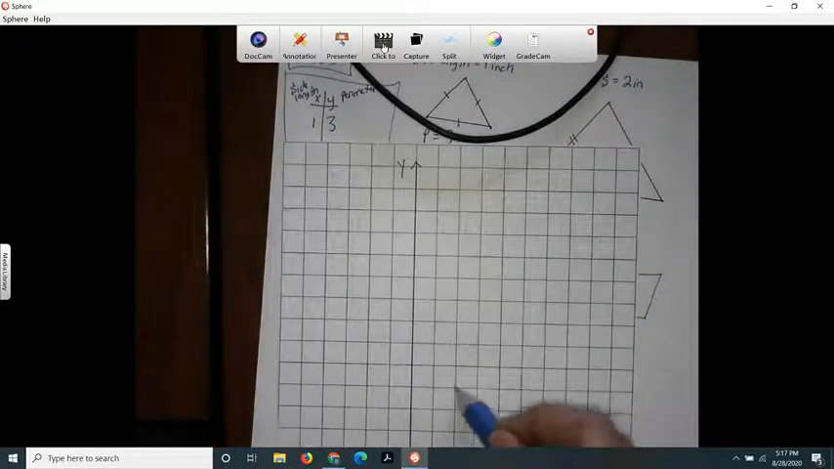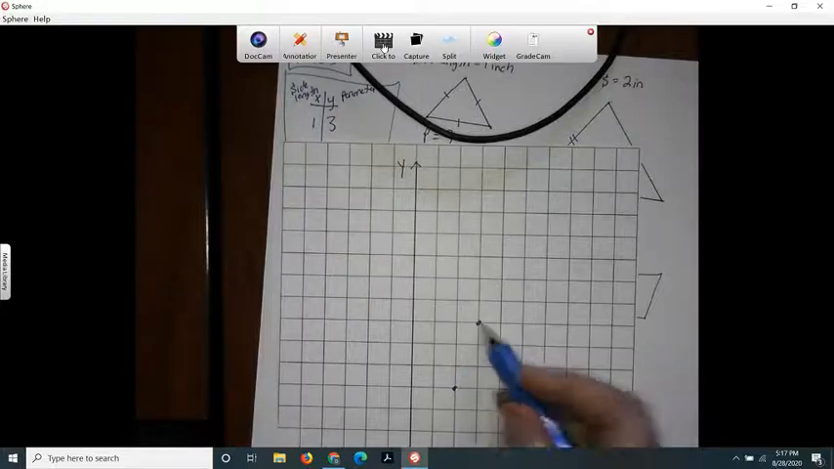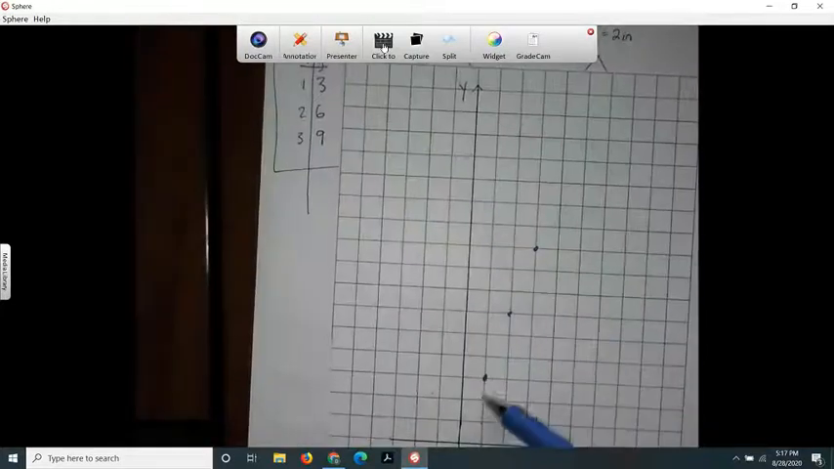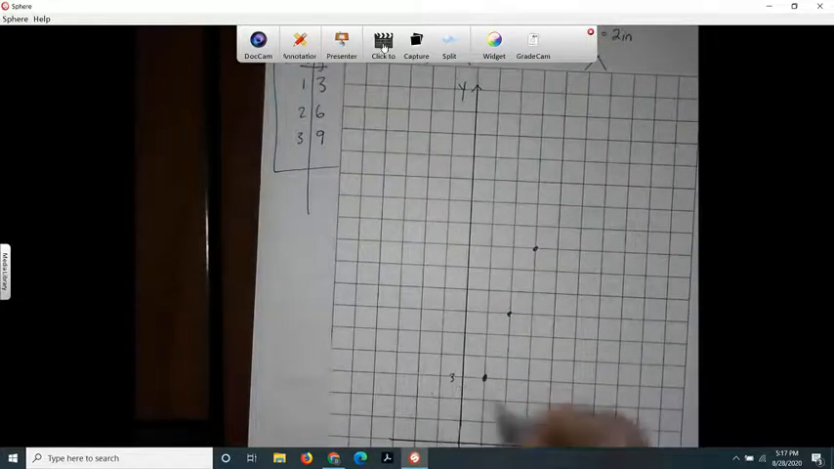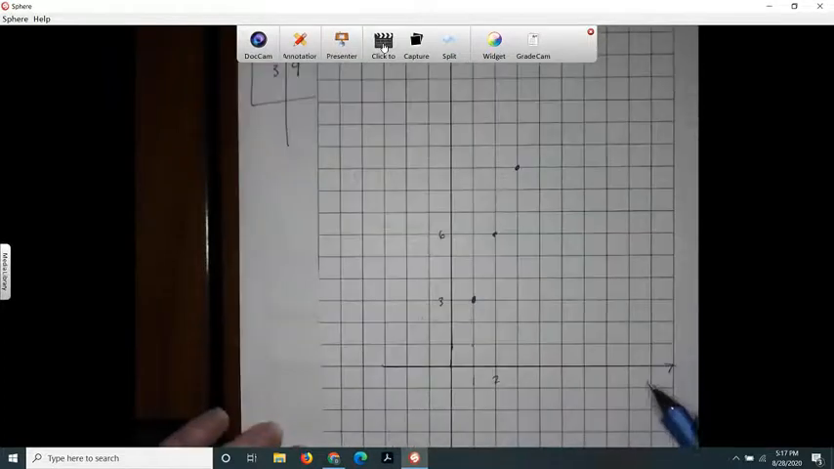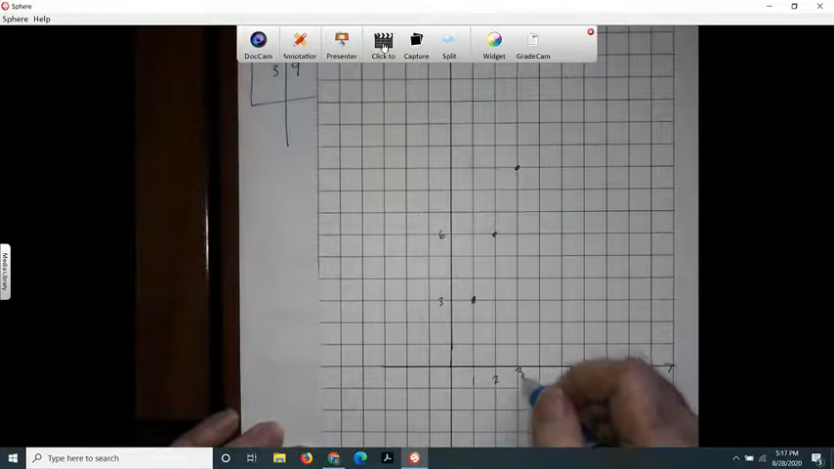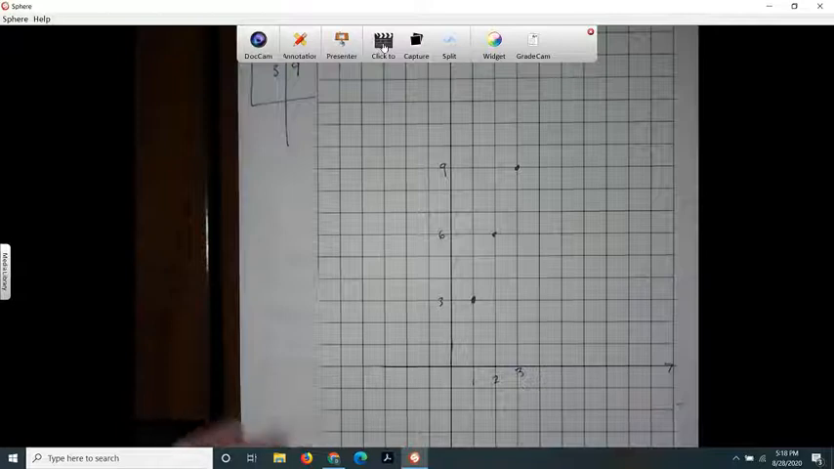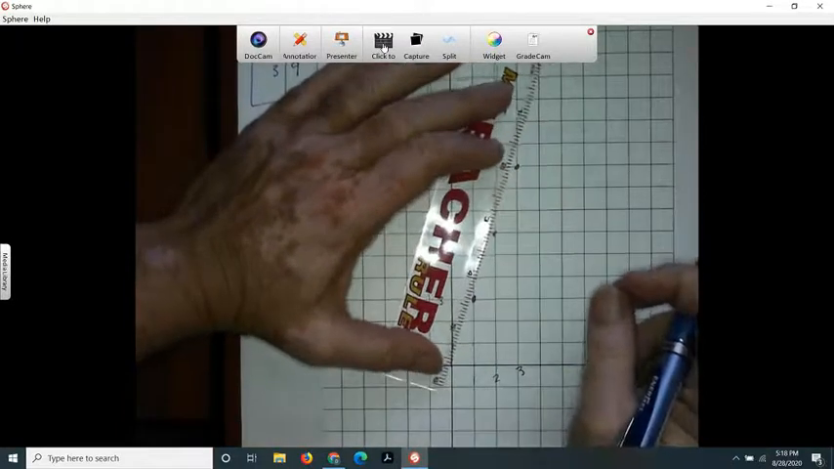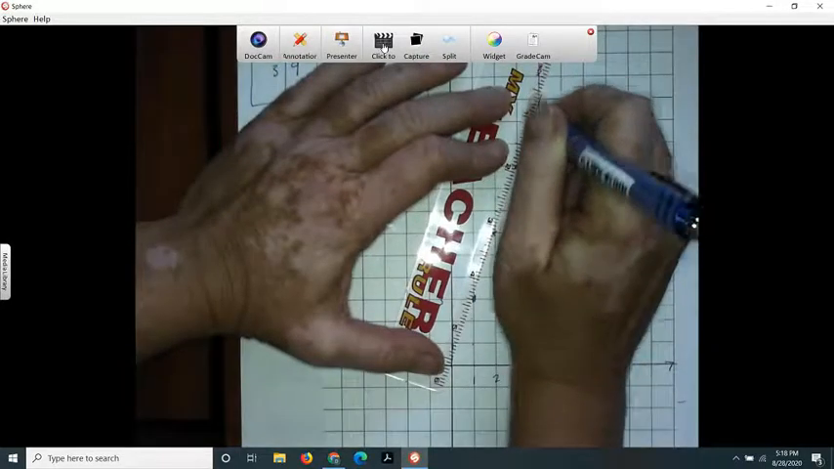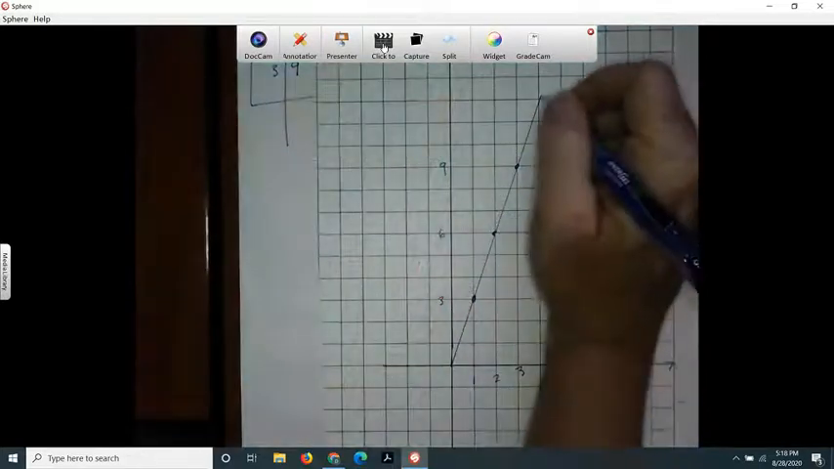And I can check my point by looking at my table. 1 comma 3, that's 1 and that's 3. 2, 6, 3, 9. Okay, and then I'm going to connect them. And if my side length was 0, I would have a perimeter of 0. Whatever my side length is, my perimeter is going to be 3 times that number.